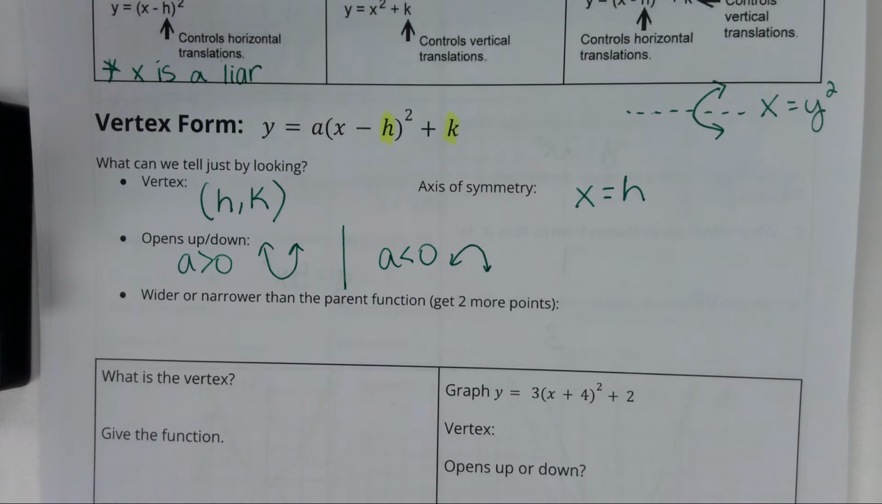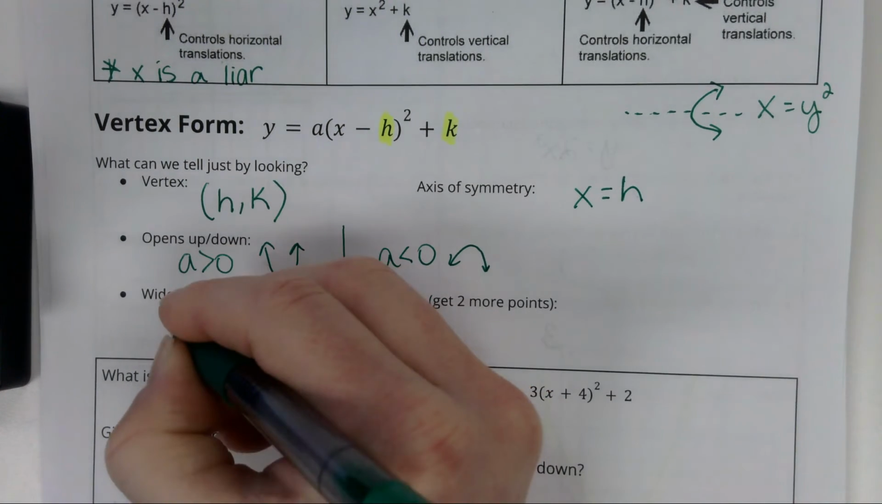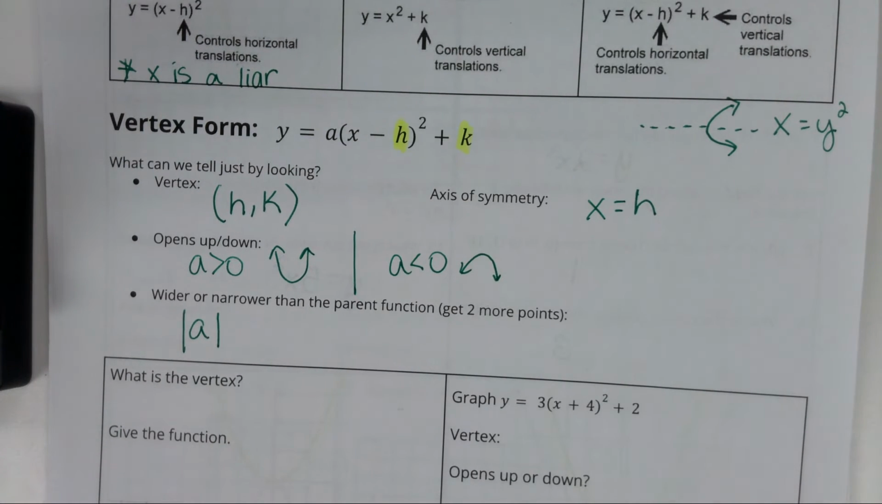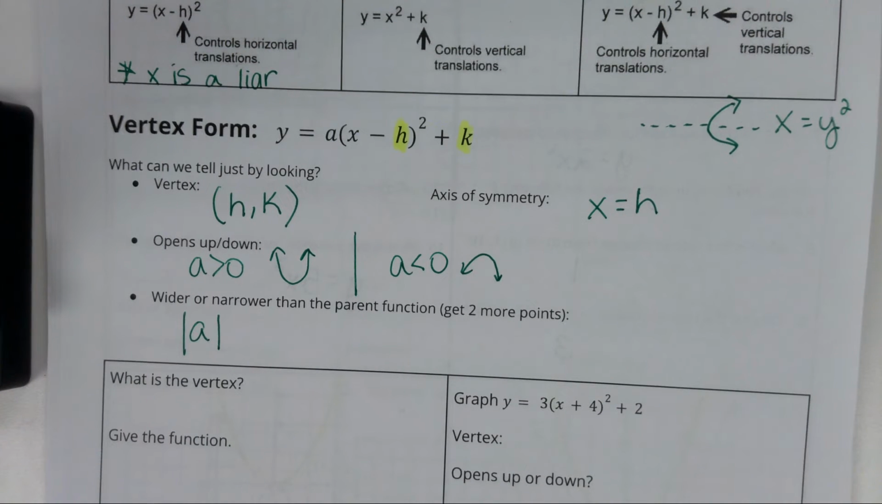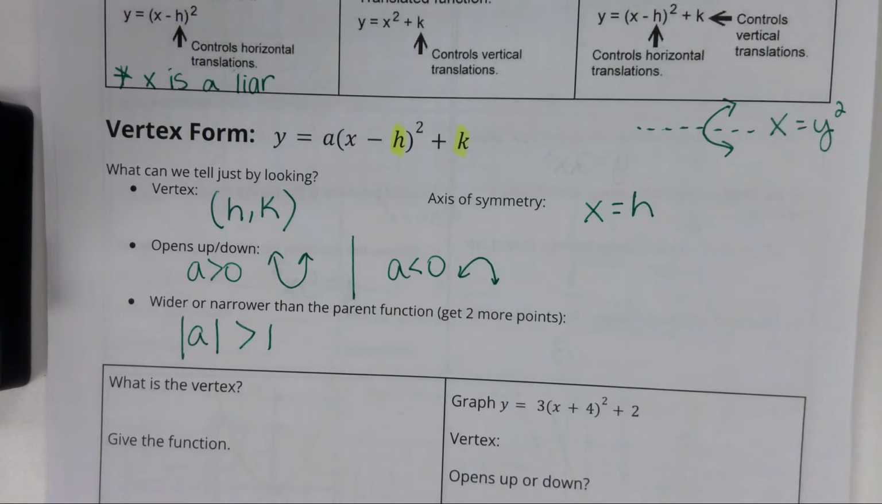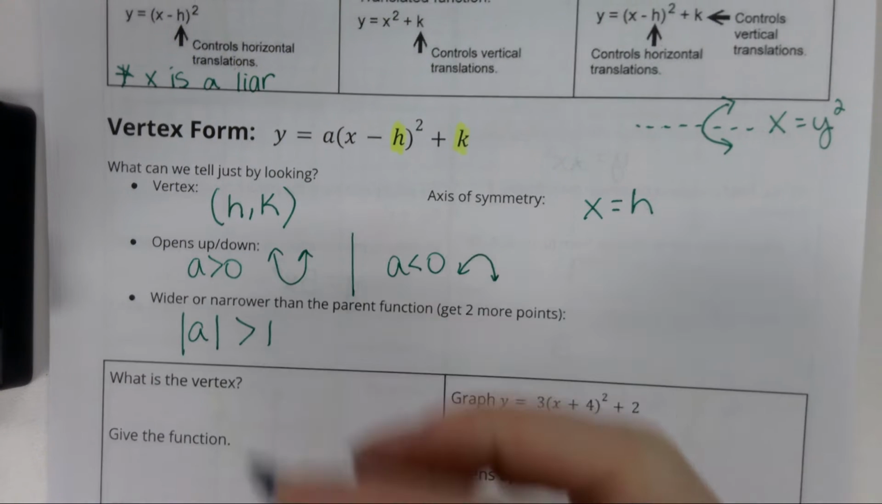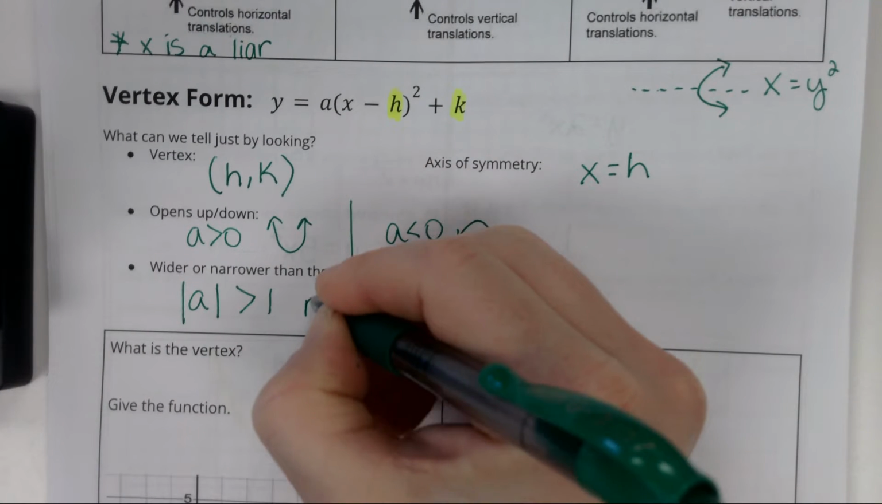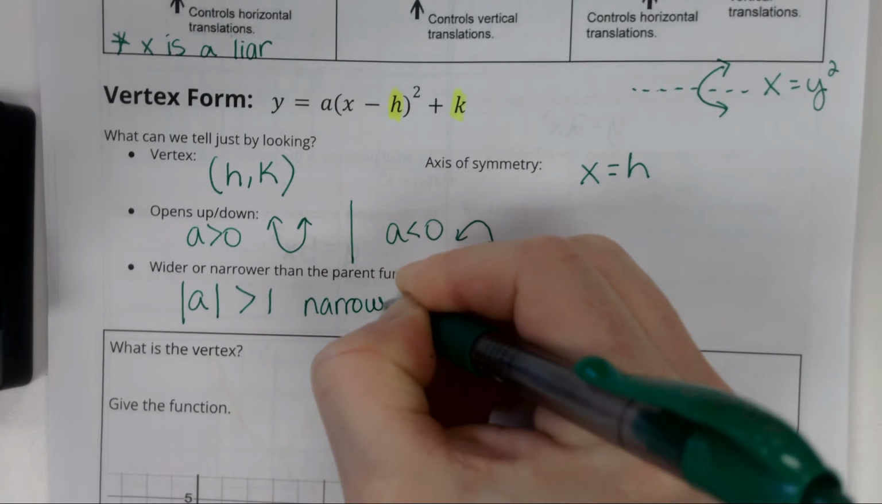Never mind. Okay. So how do we tell if it's wider or narrower? You guys are getting that. If A is, I'm going to say the absolute value because I know it could be positive or negative, but if you're looking at the number itself and it's a number bigger than 1, that's going to make it narrower. We also called it a vertical stretch.